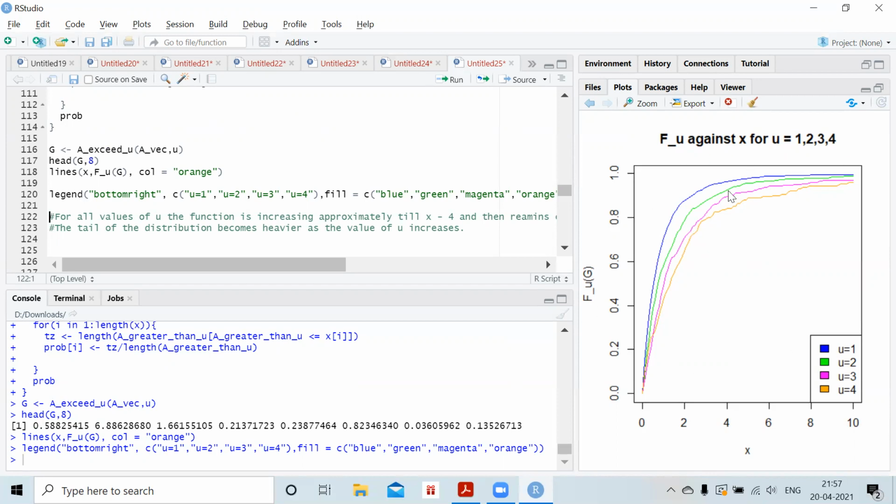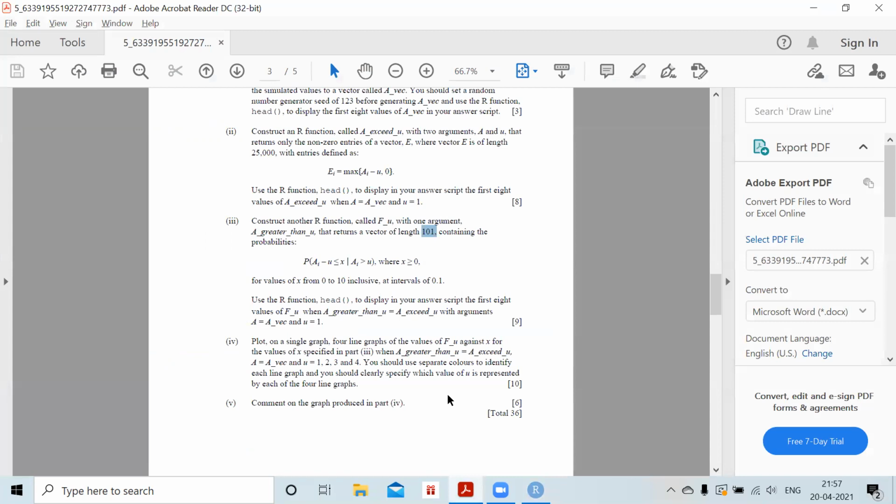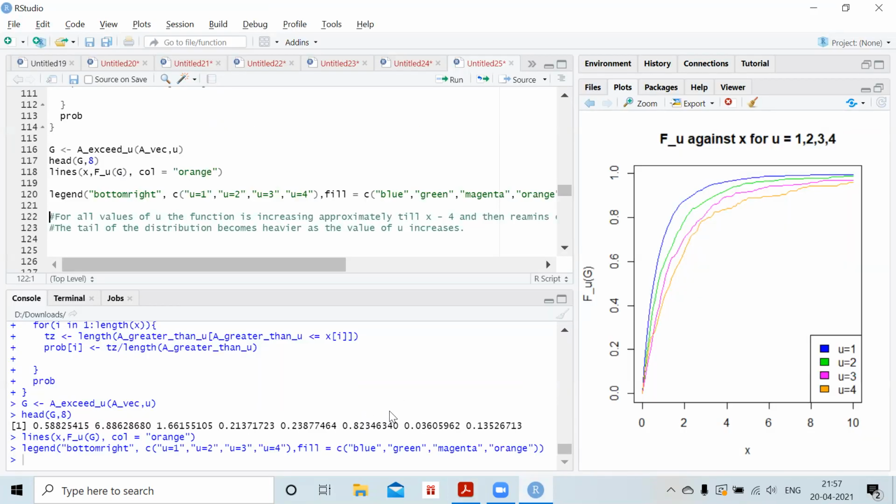Okay, and it's a properly labeled graph which you need to copy and paste in your work. And then the next part, I think, is to comment on the graph produced in part 4. From graph 4, you can see that for all values of u, f(u) is an increasing function. It starts initially from 0, and till almost x equal to 4 it's an increasing function. After that, it's almost constant.